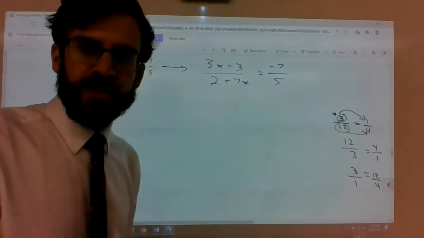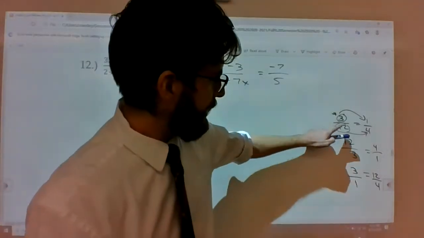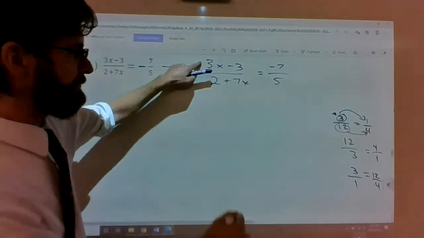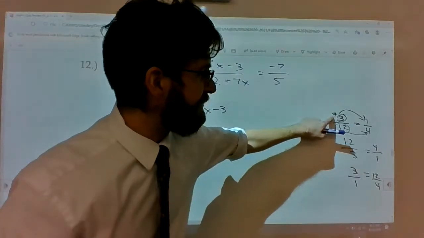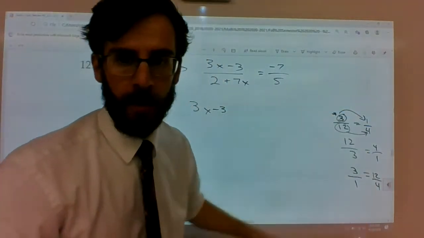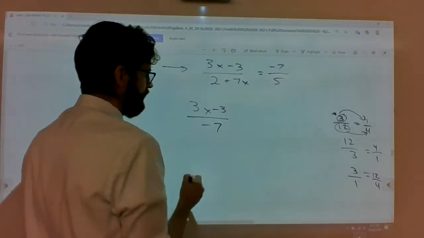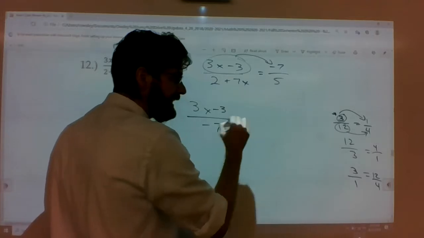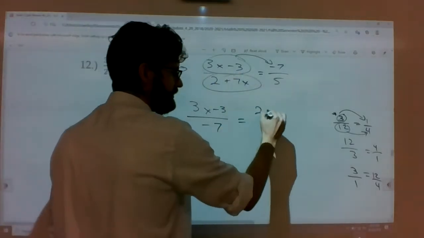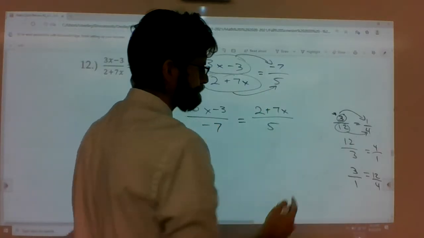Yeah, I can create a totally new equation that's much more manageable by just taking the top left and rewriting it as divided by the bottom, dividing it by the top right. All right, so I took this, divided it by negative 7. That should equal the bottom right, 2 plus 7x divided by 5.